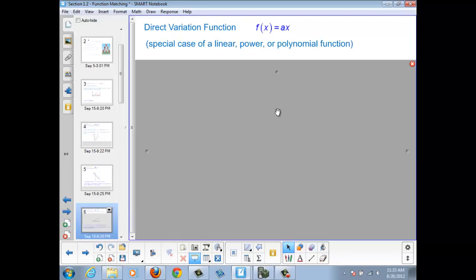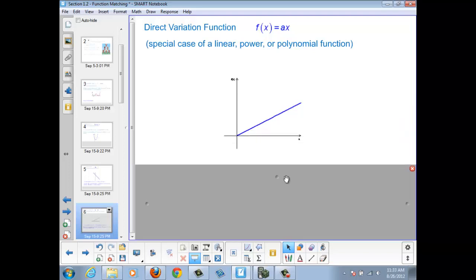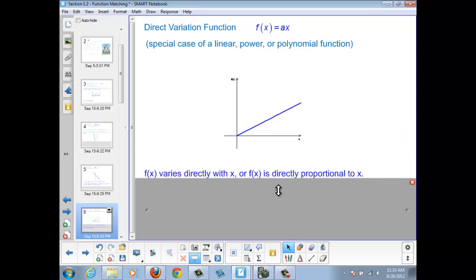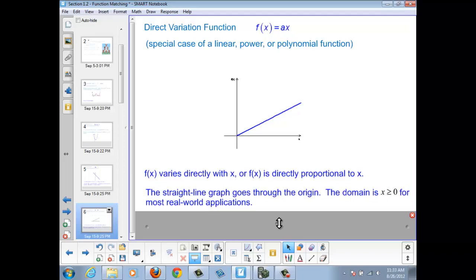The direct variation function is another special case. It's a special case of the linear, power, or polynomial function. Again, the degree is 1, but the constant term is 0. So in the first quadrant we get graphs that look like this. And we say f of x varies directly with x, or f of x is directly proportional to x. It goes through the origin. That's how we know it's a direct variation function. And the domain is x greater than or equal to 0 for most real-world applications.